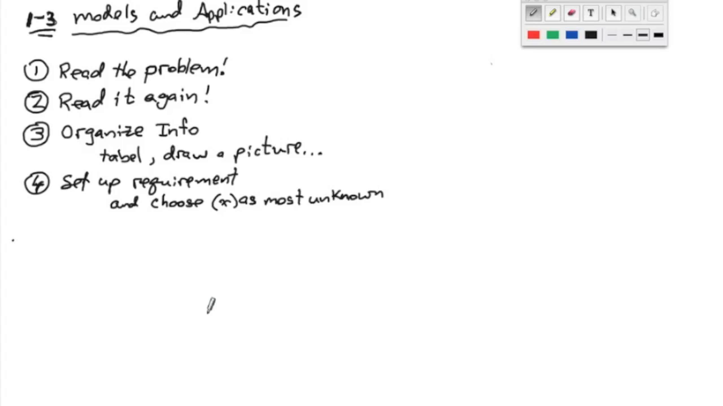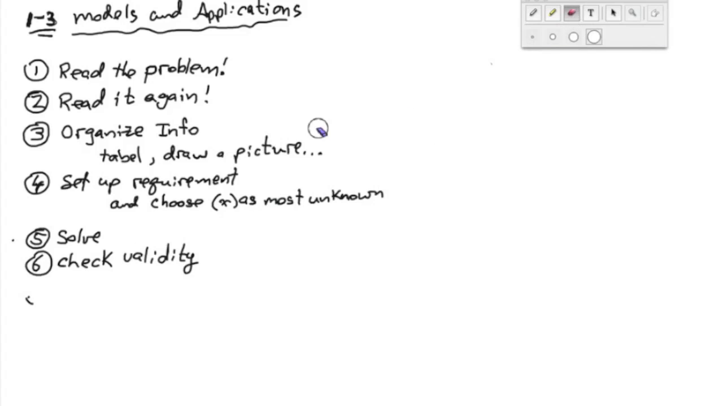And choose X as most unknown. There's going to be some idea in the word problem that is the least known about. That's the one you want to choose as your variable. If you know something about a situation, you can use the variable to define it, but the one you know nothing about, that's the one that gets the X.